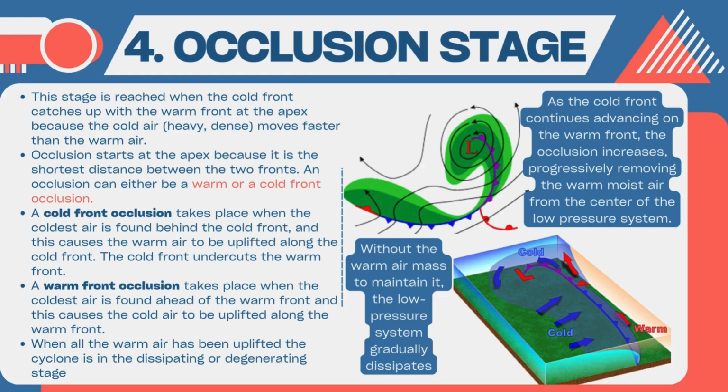That means in front of the warm front, and this causes the cold air to be uplifted along the warm front. Now, without the warm air mass to maintain it, the low pressure system gradually dissipates. In other words, when all the warm air mass has been uplifted, the cyclone is in the dissipating or degenerating stage. So those are the 4 stages of development of a mid-latitude cyclone that you must master.